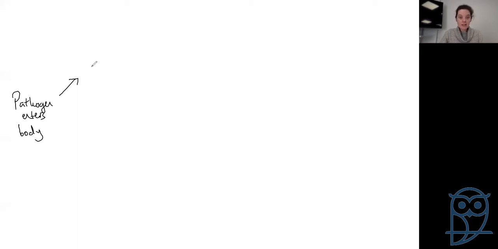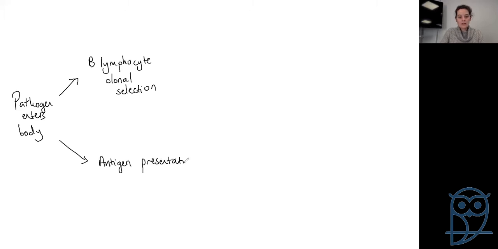So to start off with, we have B lymphocyte clonal selection, and we have antigen presentation by the macrophages.